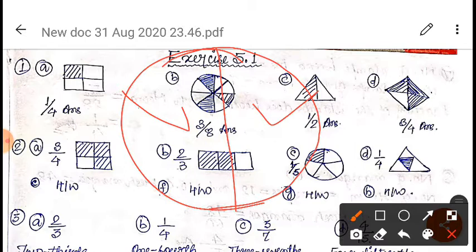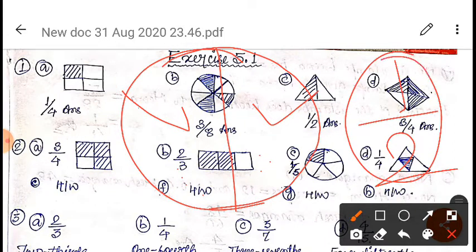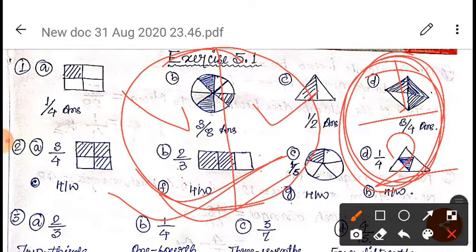Suppose you can see how many parts there are of this cake. Two parts, right? And how many parts have you got? One. So 1 by 2 part you have got from this cake. So this 1 by 2 is what? This is a fraction. I hope you have understood this, right?